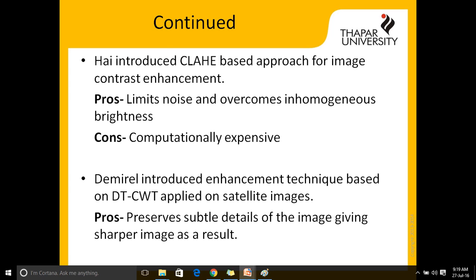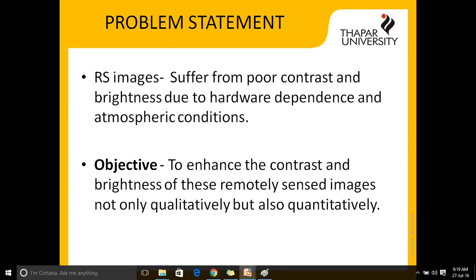Hai proposed a CLAHE based approach for image contrast enhancement. It limits noise and overcomes inhomogeneous brightness, but its drawback is that it is computationally expensive. Demirel, on the other hand, proposed a DTCWT based enhancement technique for satellite images. It preserves minute details of the image, and as a result it gives a sharper and brighter image.